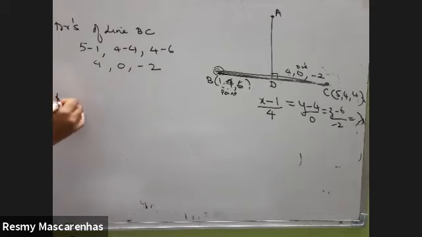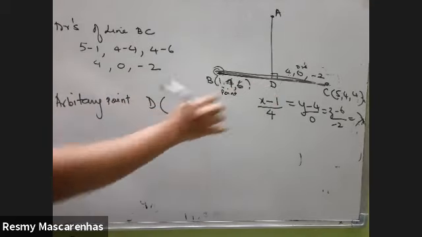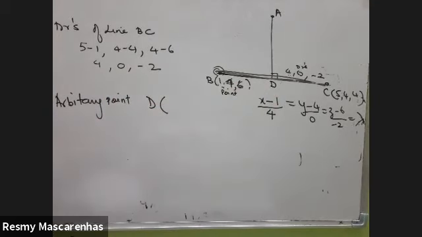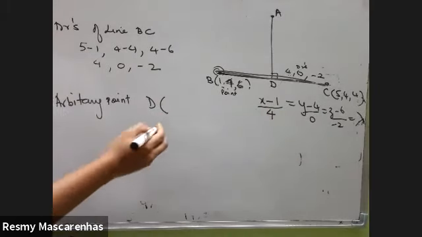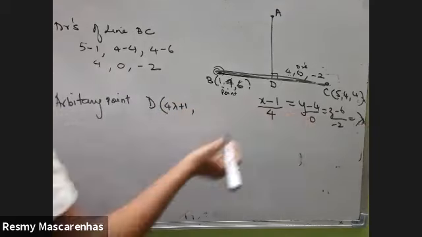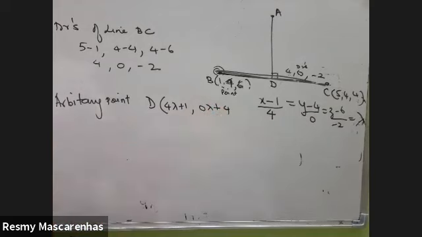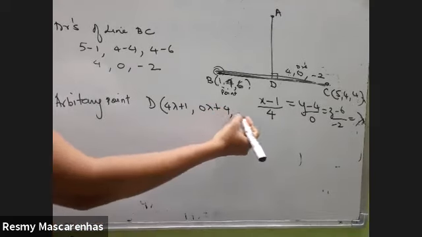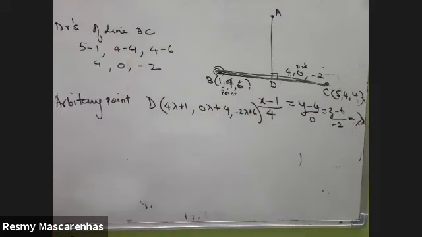Find the arbitrary point D now, this foot of the perpendicular. So what will it be? Multiply 4 lambda plus 1. 0 lambda will be anyway 0, still you want to write it, and write plus 4. And the third will be minus 2 lambda plus 6. So this is the arbitrary point.